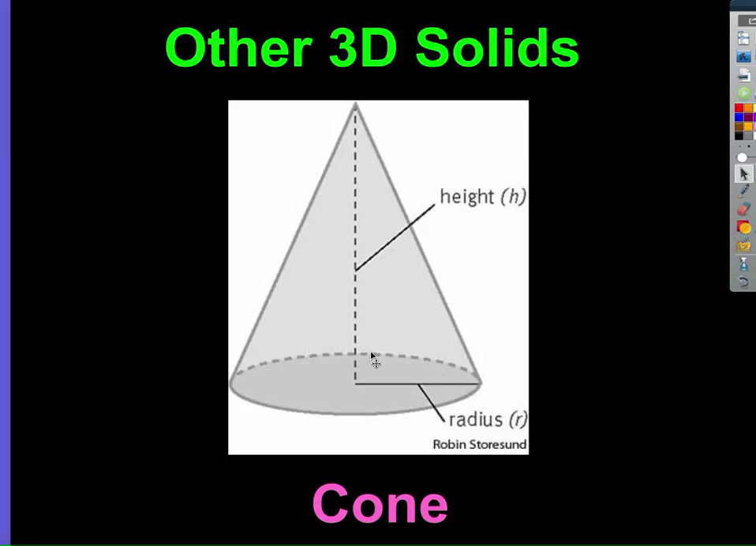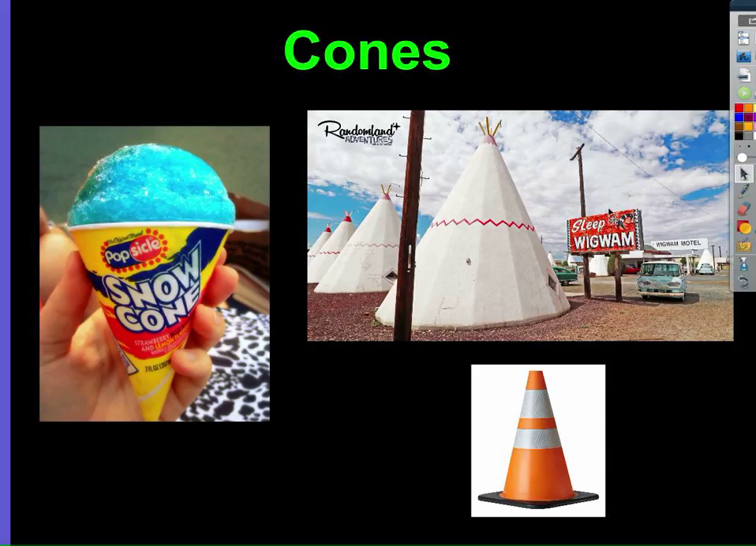The next one, we have a circle on the base, and it comes to the point at the top. So this looks like a pyramid, but it's not technically a pyramid because it has a curved side. So this is known as a cone, and we see cones all the time in real world, especially with ice cream or construction cones, and teepees even are cones.